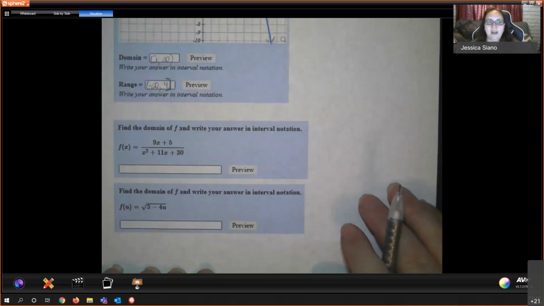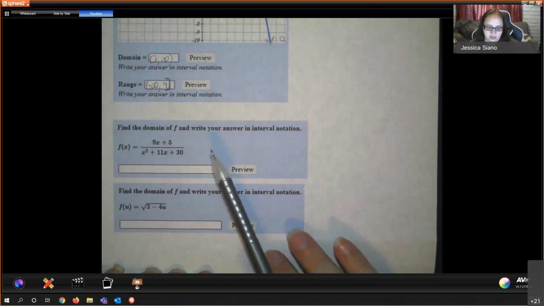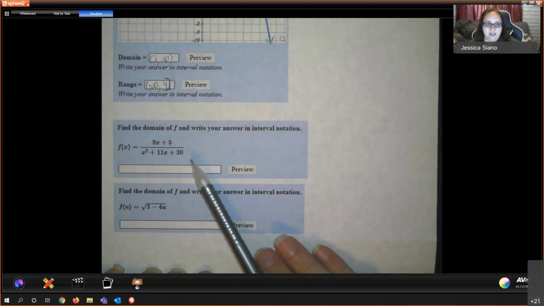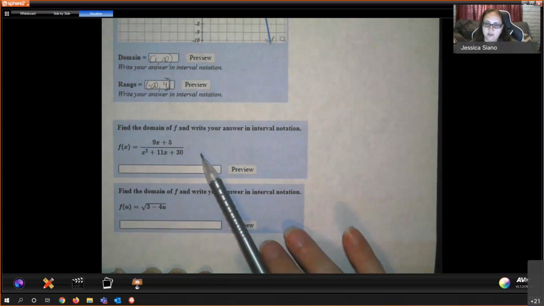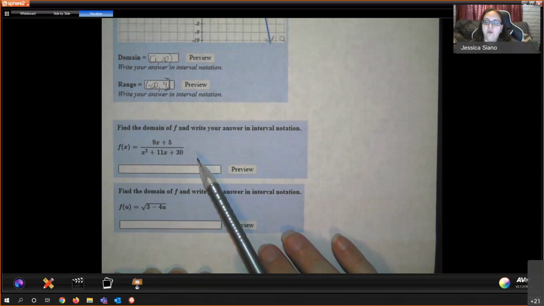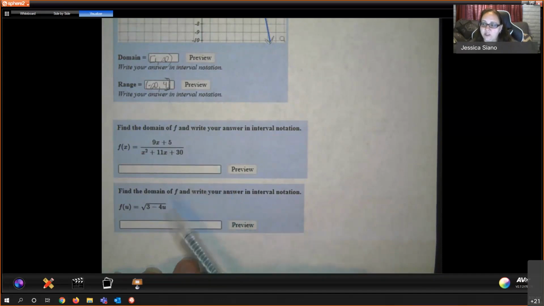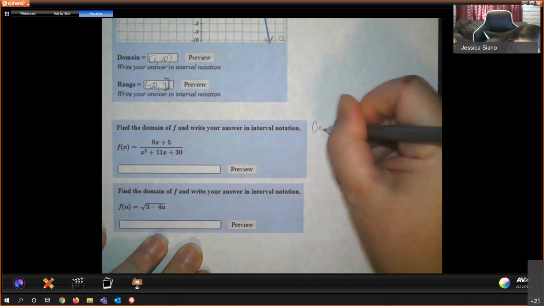Now, when we're looking at function definitions, for right now, every type of function that you've learned or that you should have learned has a domain of all real numbers, except for rationals and roots. So if you see a linear function or a quadratic function or any other polynomial, those all have a domain of all real numbers. We have special cases here in rationals and radicals because with a rational, your denominator cannot equal 0.